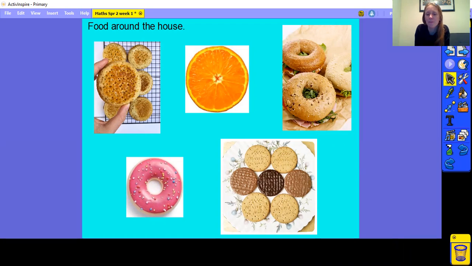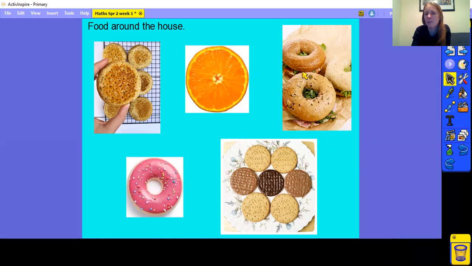Did you spot them? Let's have a look. So here we have a picture of crumpets. And here is a big circle shape. There are some other crumpets underneath and they are circles too. What about this one? Here is an orange. And this is a circle shape too. It has one curved side that goes all the way round.